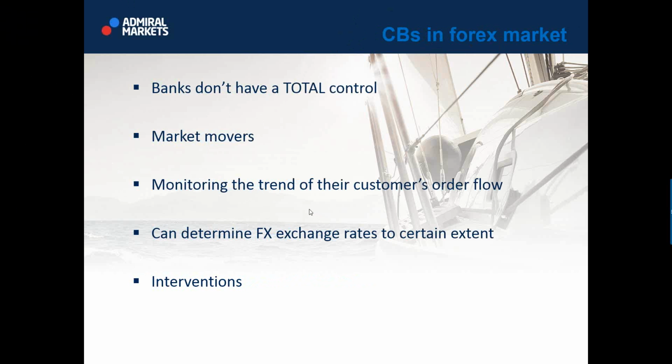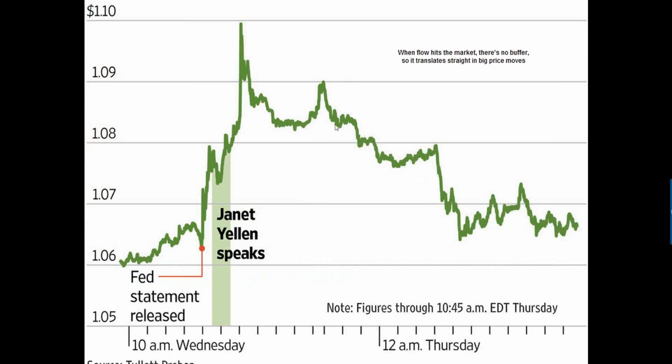Basically, interventions, this is a good example of a sort of intervention in Forex market. When Janet Yellen spoke last time at the Fed meeting, you remember this was the big move. Euro dollar went basically from the middle levels of 1.06 to 1.10. Why did that happen? Because when flow hits the market, there is no buffer. So it translates straight into big price moves.